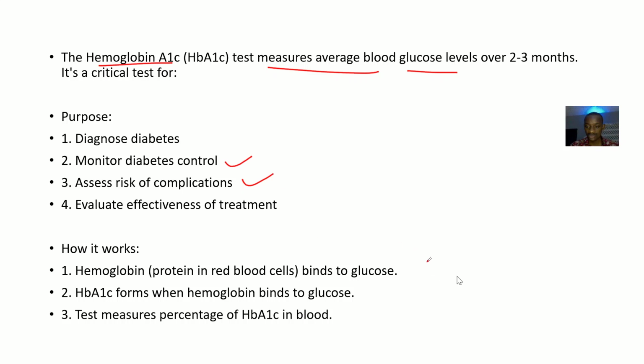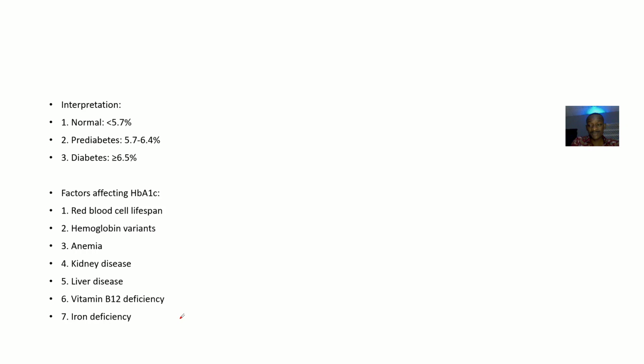Then how it works. So normally hemoglobin is actually a protein in red blood cells. It binds to glucose, right? So hemoglobin A1c forms when hemoglobin binds to glucose, right? So now you actually test to know the percentage of hemoglobin that is combined to glucose, right? So you see the interpretation of results. For normal hemoglobin levels combined with glucose, it should be less than what? 5.7 percentage in the whole body.